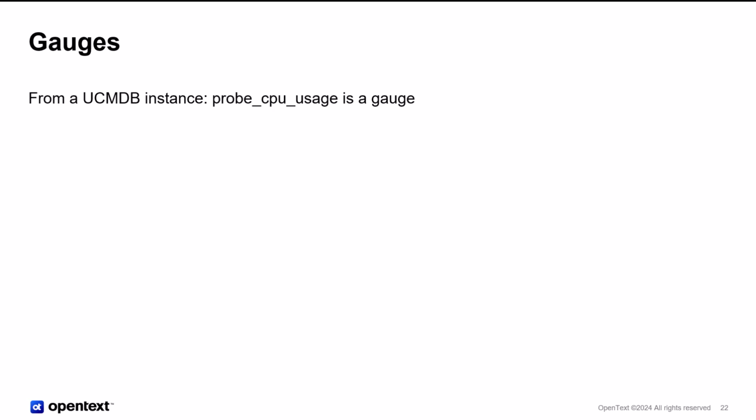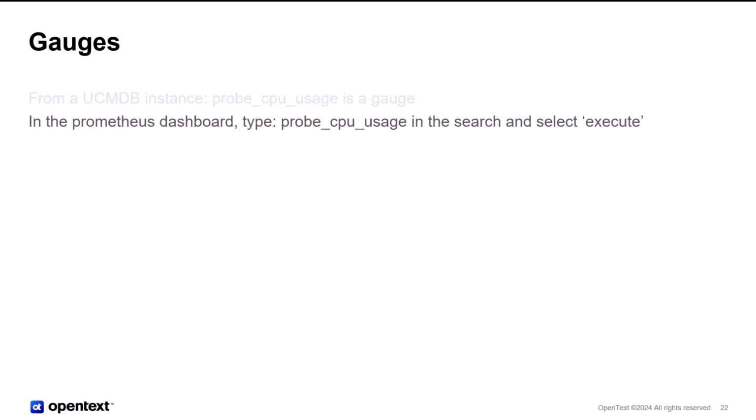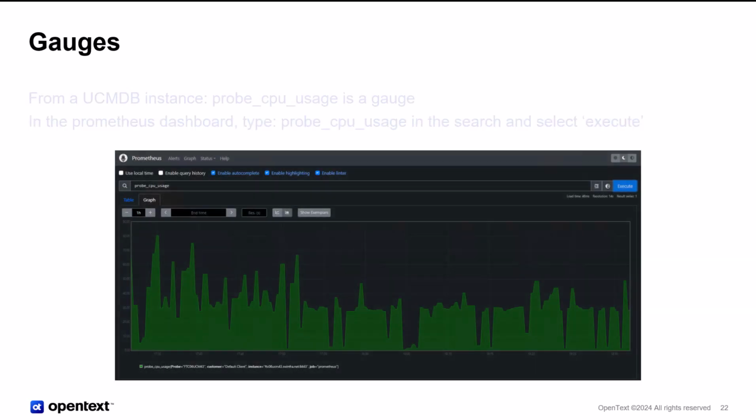So a gauge, for example, probe CPU usage is a gauge. You can put probe CPU usage in the search and click execute, and you can then see a graph showing the probe CPU utilization.